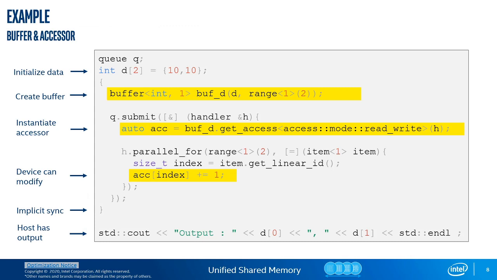Now, let's compare the code written using the buffer abstraction model and USM. Here we have a buffer implementation. First, we create an array and initialize it. Then, we need to create a buffer and instantiate an accessor in order to access the data from the device code. We are doing an implicit synchronization by introducing a scope, so buffers are destructed at this point and execution of the kernel is finished.